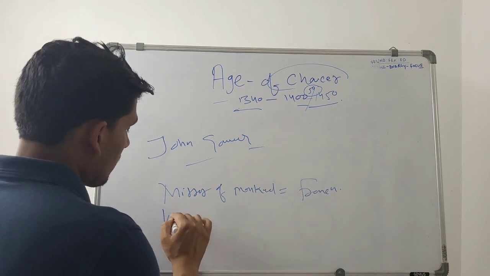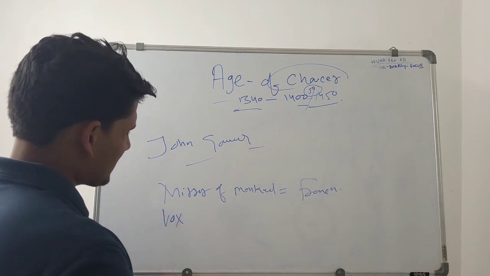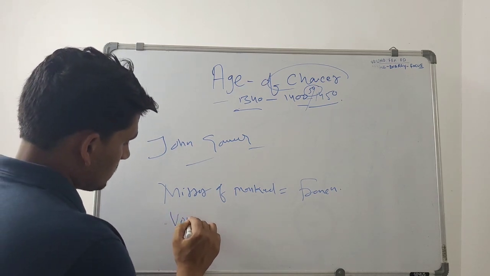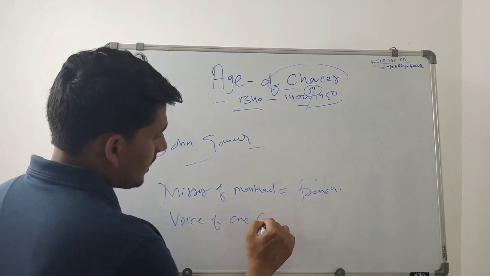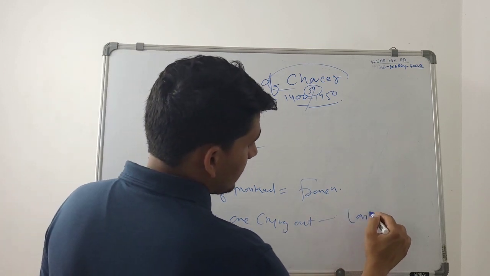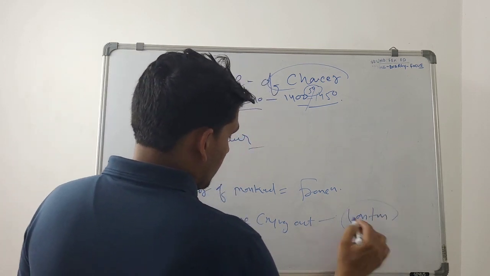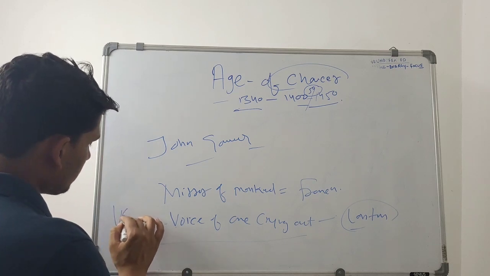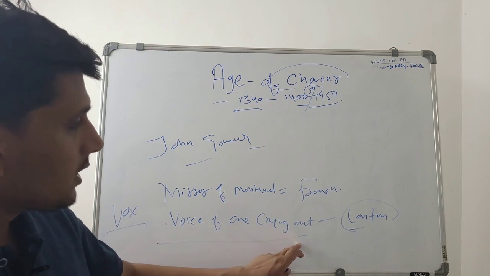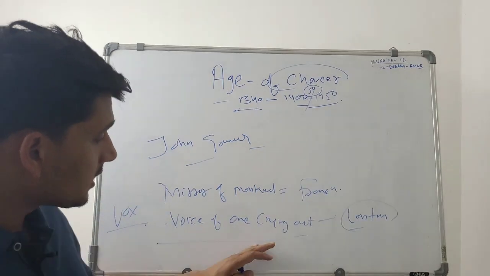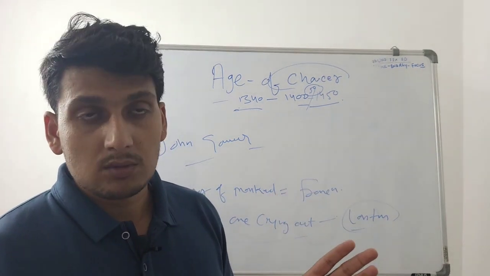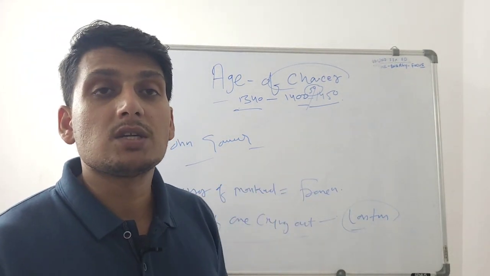Another work is the Vox Clamantis. Another work he has written is the Voice of One Crying Out. It is written in the Latin language. Its Latin name I just forgot. It started with the Vox. It is the translation of that Latin language into English. So it was written in the Latin language, and it is a vivid depiction of the peasant revolt.